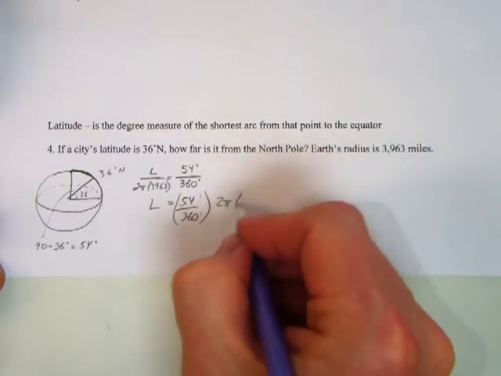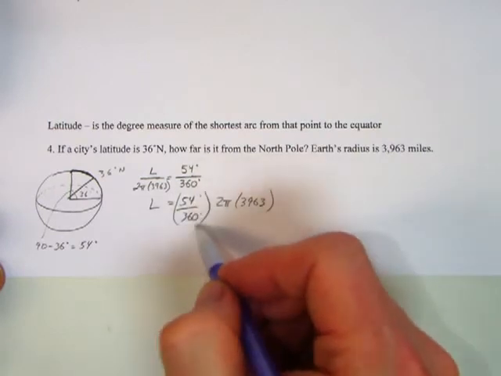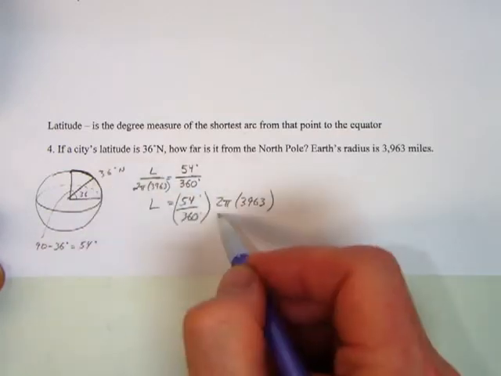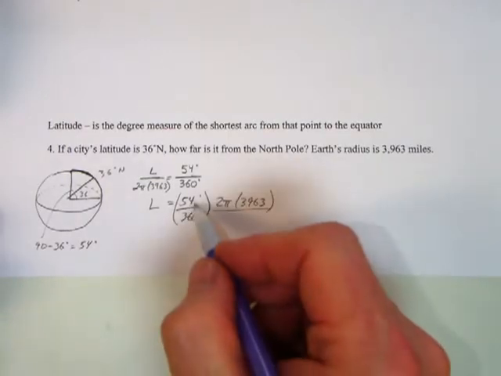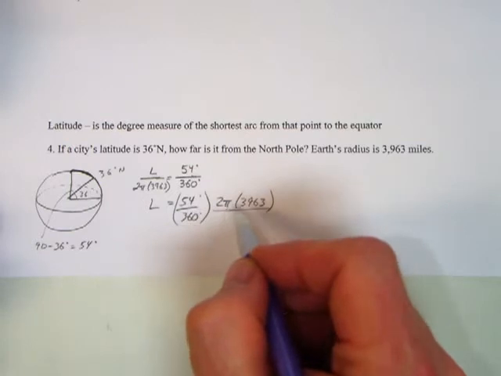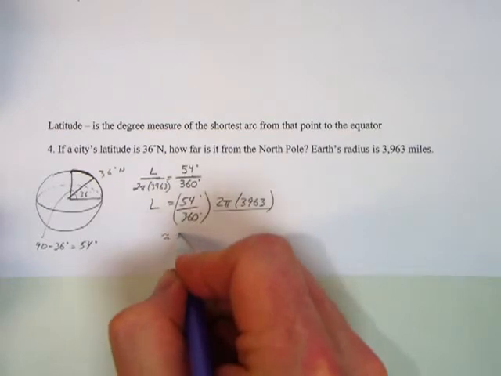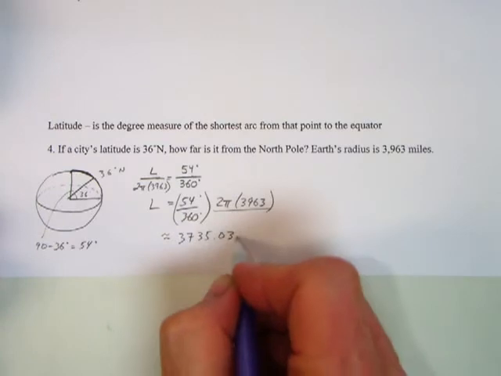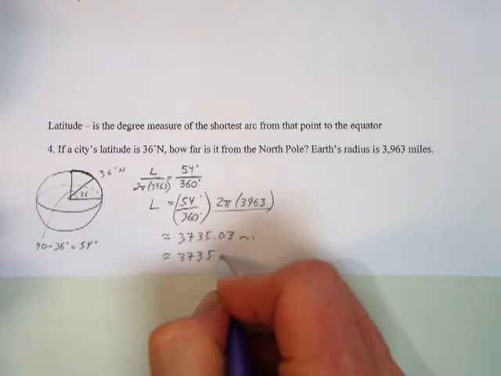Another way, and I've done this when I dealt with arc length before, there are multiple ways you can look at it. This is saying what portion, what fraction of the entire arc do we want? And the entire arc would be the circumference here. At this point, you just take your calculator out and do 54 divided by 360 times 2 pi times 3,963, and you get approximately 3735.03. That's probably a little too much detail, so let's just give 3735 miles.